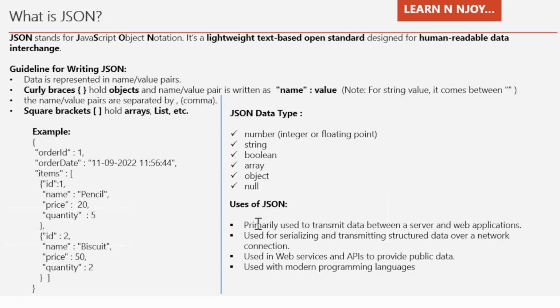Number 1, primarily used to transmit data between a server and a web application. Number 2, used for serializing and transmitting structured data over a network connection. Number 3, used in web services and APIs to provide public data. Number 4, used with modern programming languages. Now we have a basic idea about JSON. Let's now learn about JSON serialization.